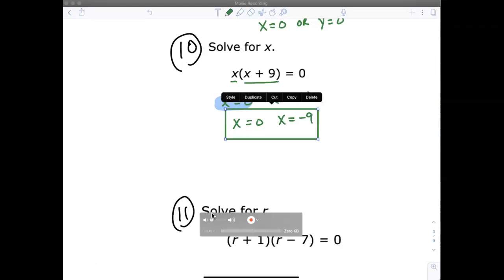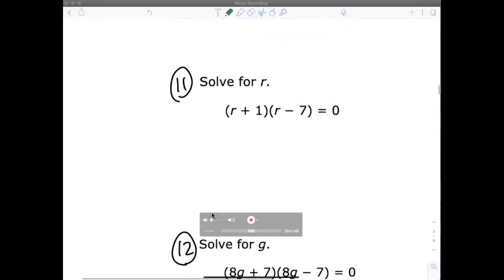Same thing with number 11 now. We just set this factor, we set this factor. So I want everybody to write down r plus 1 equals 0, r minus 7 equals 0. Then you just say r equals negative 1 or r equals 7.